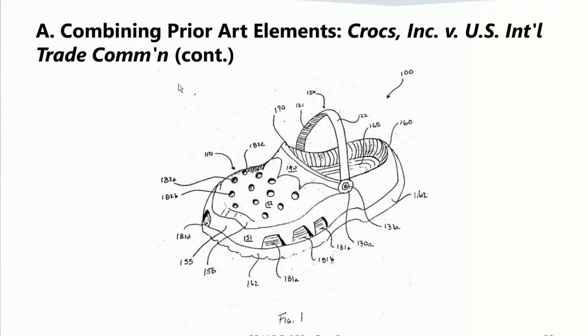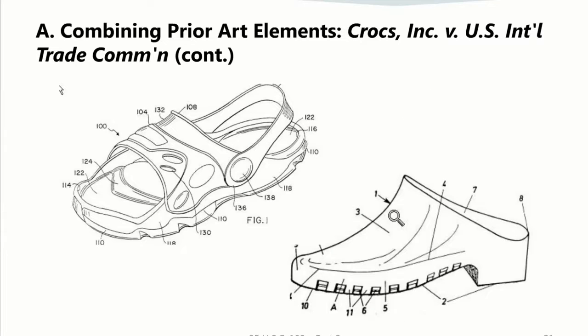Here is the figure of the claimed invention, Crocs. Here are the figures of what was known in the prior art. The figure at left shows the flexible heel straps. The figure at right shows molded foam footwear. So why were Crocs found to be non-obvious over these figures?